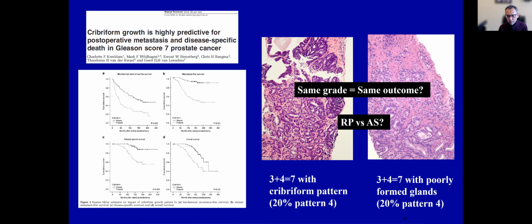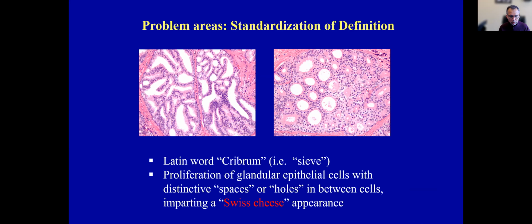But this brings up an important point: you do not want to miss reporting this particular morphology when it is present. I will talk more about this as well. But in real life, I think you are going to face problems in classifying cribriform cancer glands. The traditional definition of cribriform morphology comes from the word cribrum, meaning sieve-like glands. It is characterized by glandular proliferation of epithelial cells with distinctive spaces or holes in between the cells, imparting a Swiss cheese appearance, like these examples.